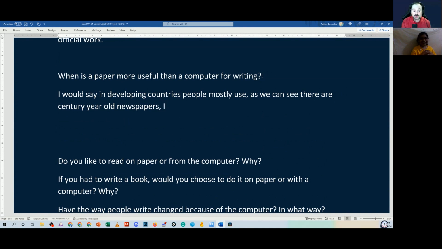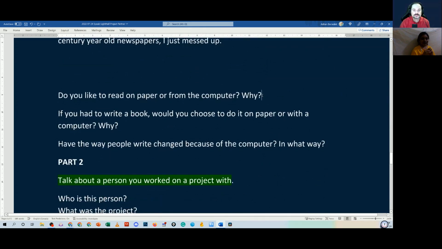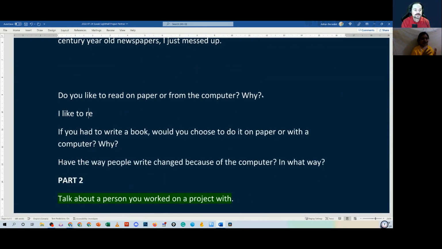Do you like to read on paper or from a computer? I like to read on paper, because I always like to feel it, because it's tangible, and it always gives me a sense of comfort and accessibility.